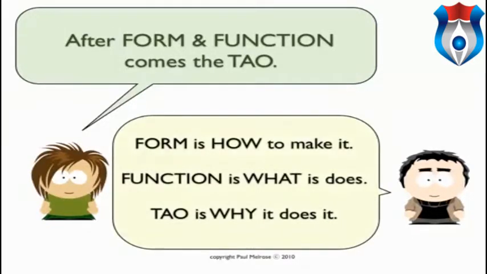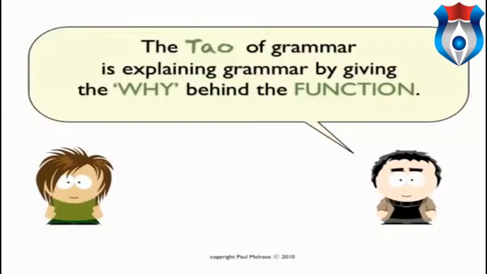Form is how to make the structure. Function is what it does, but the Tao is why it does it. Why do we use the present simple for all these structures? The Tao of Grammar is explaining grammar by giving the why behind function.